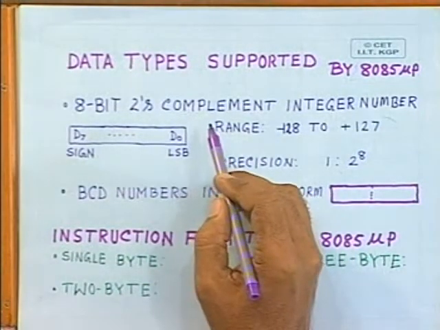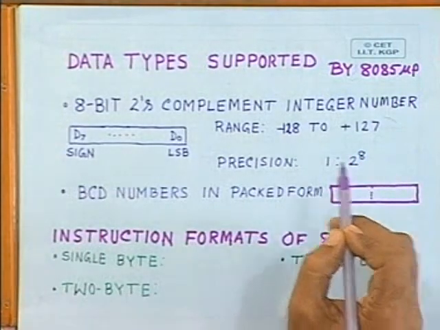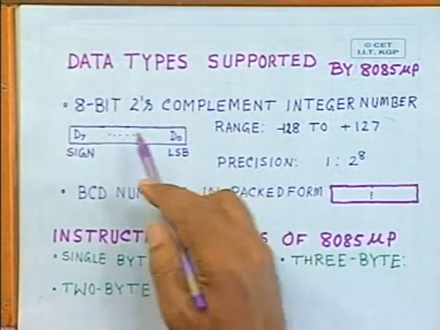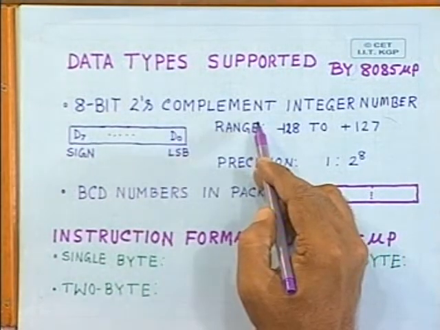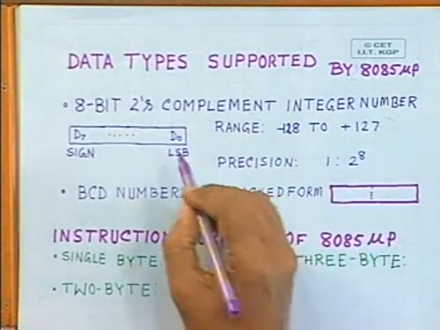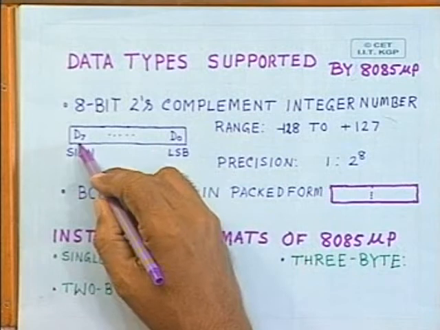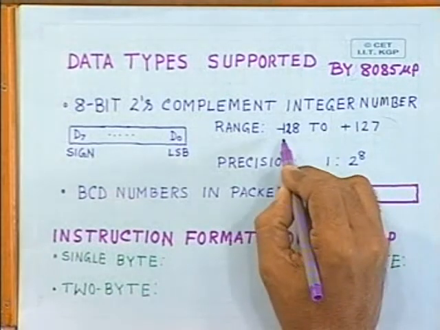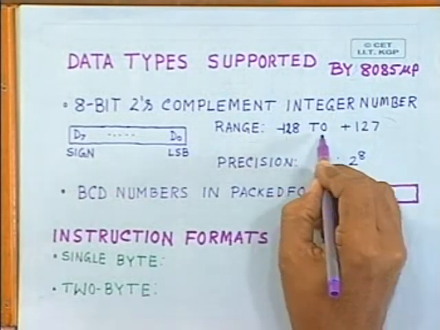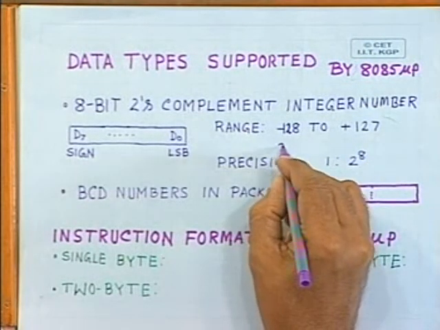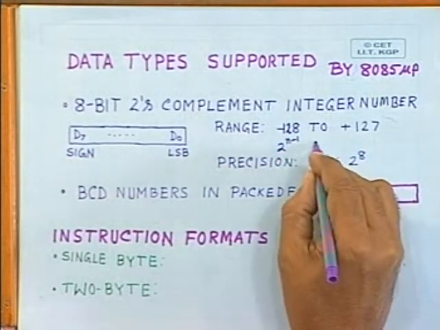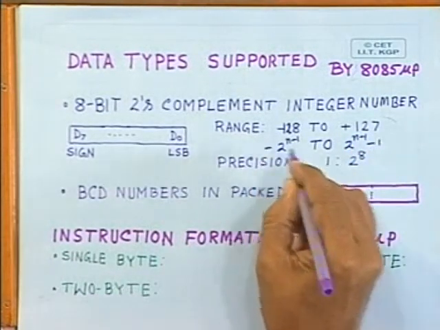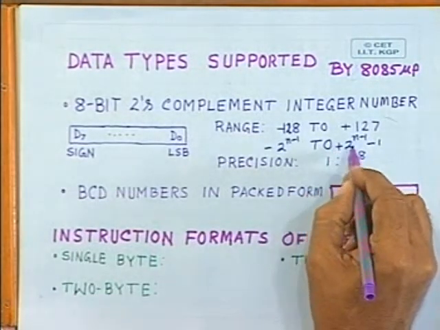For example, so far as 8085 is concerned, we have seen that it supports only two types of data. One is 8-bit 2's complement integer number. Since it is 8-bit, starting from D0 to D7, this is how it is stored inside the processor, and the range is -128 to +127. It comes from minus 2 to the power n minus 1 to plus 2 to the power n minus 1 minus 1.